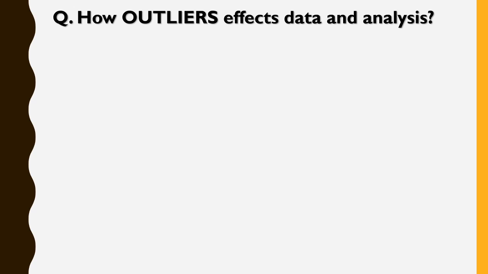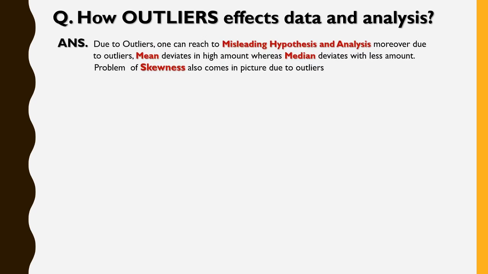Now we have studied what outliers are and how we can detect them in a graphical manner and in a mathematical manner. Then the question arises: do outliers affect data and analysis? Yes, they do affect. How? Due to an outlier, one can reach a misleading hypothesis and analysis. Moreover, due to an outlier, the mean deviates by a higher amount, whereas the median also deviates, but by a lesser amount, and due to the outliers the problem of skewness also comes into the picture.